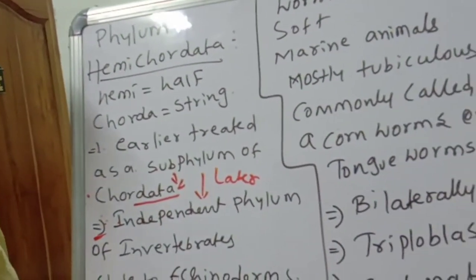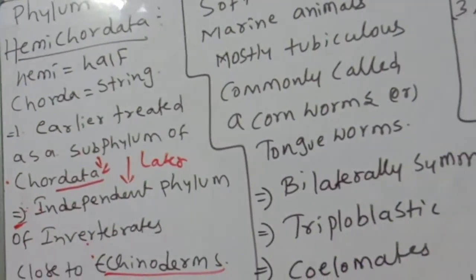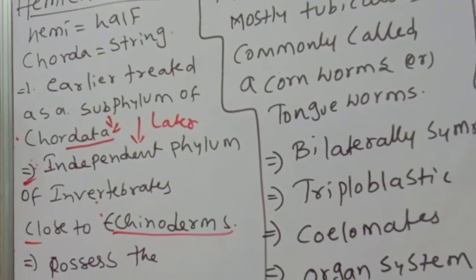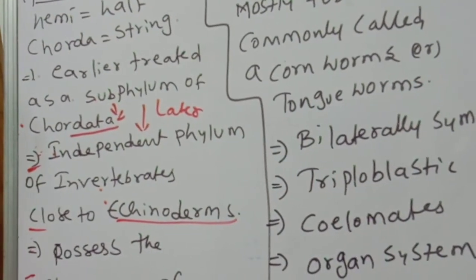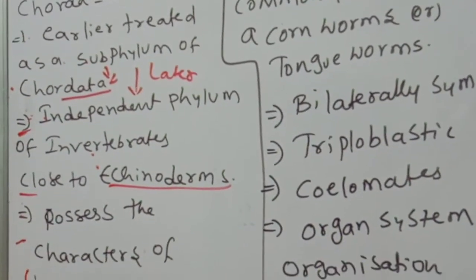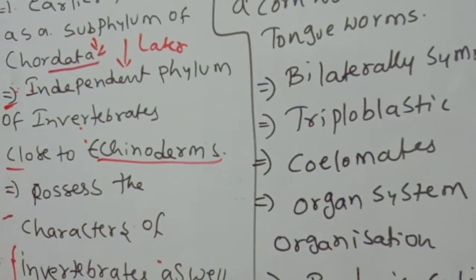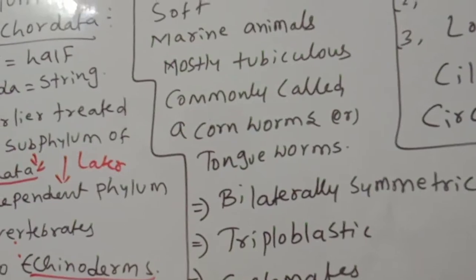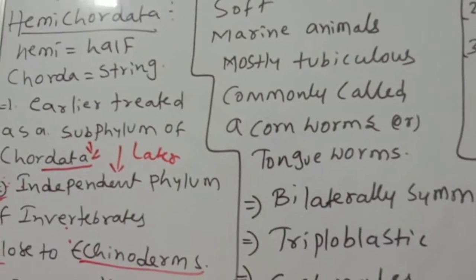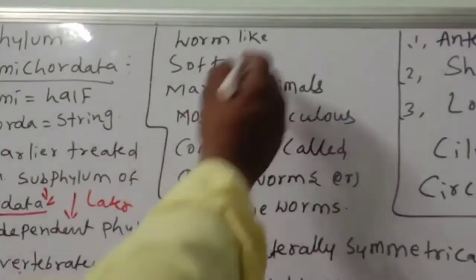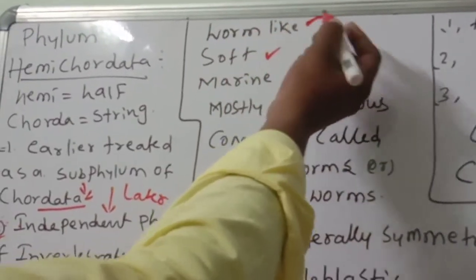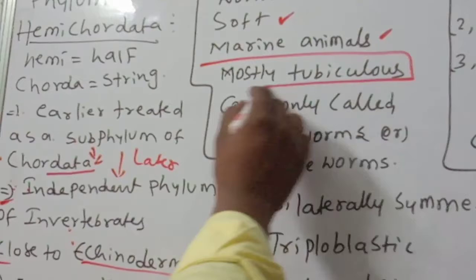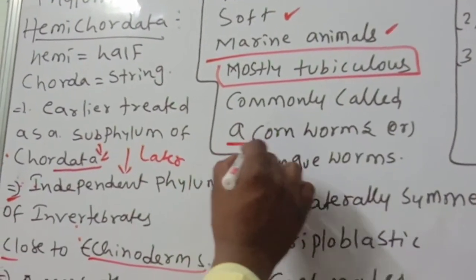Hemichordates are very close to echinoderms. They possess characters of both invertebrates as well as chordates, meaning vertebrates. This is a special character: a connecting link between chordates and non-chordates. They are worm-like, soft, marine animals, mostly tube-dwelling.